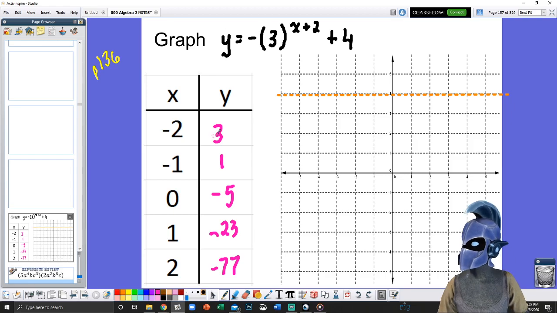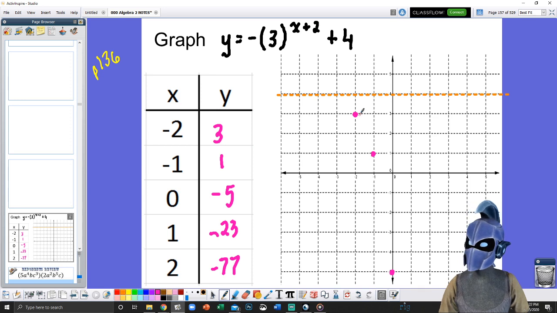Alright, so let's check it out. -2, 3, -2, 3 goes right there. -1, 1 goes here. 0, -5 goes there. 1, -23. Oh, sorry, I got some ink on your floor. Well, ignore that. Alright, so I have 3 dots.